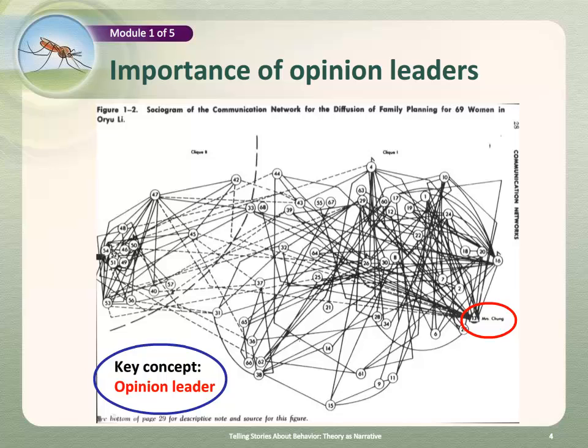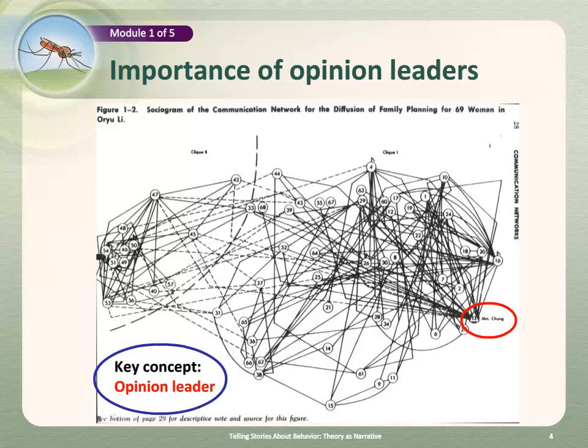So, for example, can you find Mrs. 44 in this picture? Yes, Mrs. 44 is in the upper center of the picture. There are 5 lines going from Mrs. 44 to other women in the village, meaning that Mrs. 44 reported talking to 4 other women in the community about family planning. Can you find Mrs. 21? Mrs. 21 is in the lower center of the diagram, and you can see that she has only 1 line going from her up to Mrs. 4 on the right top of the sociogram. That indicates that Mrs. 21 reported talking to only 1 other person in the village about family planning.